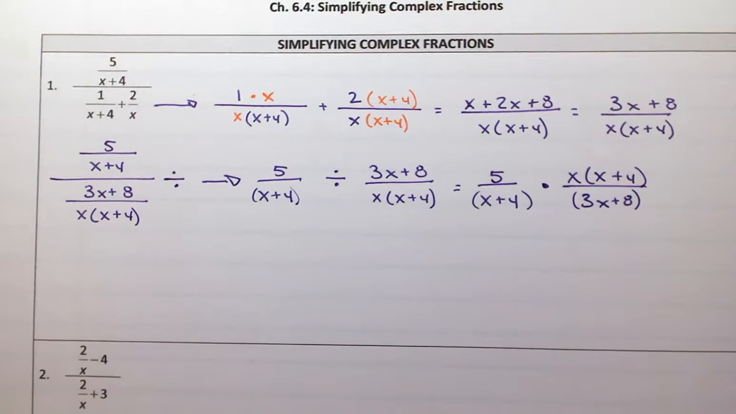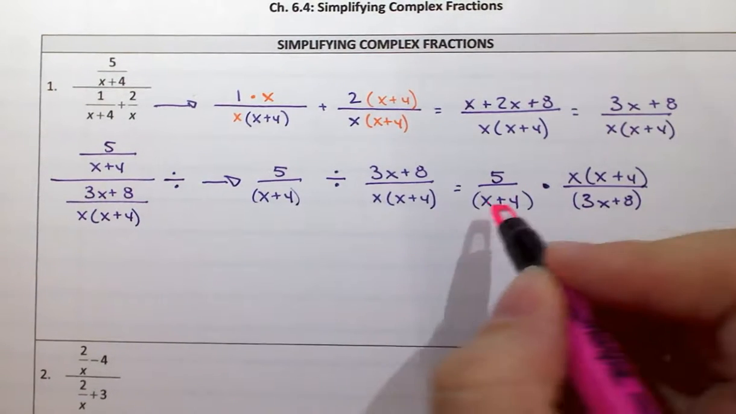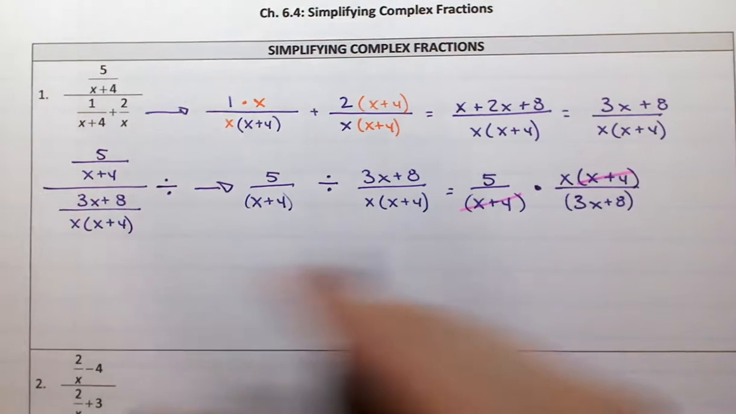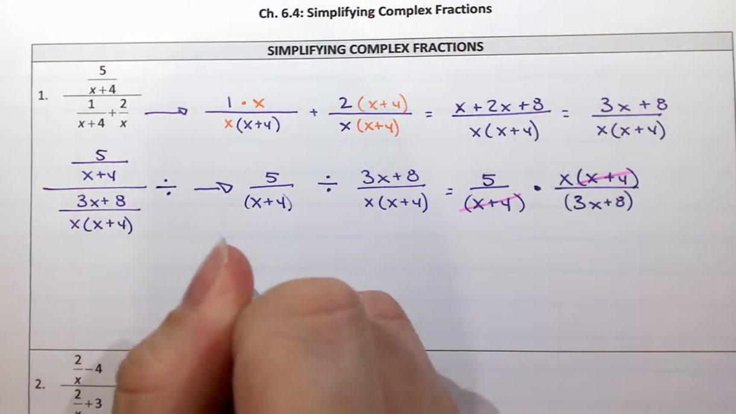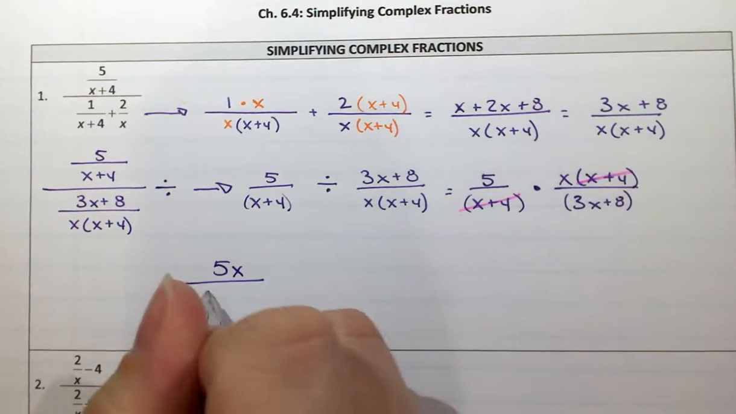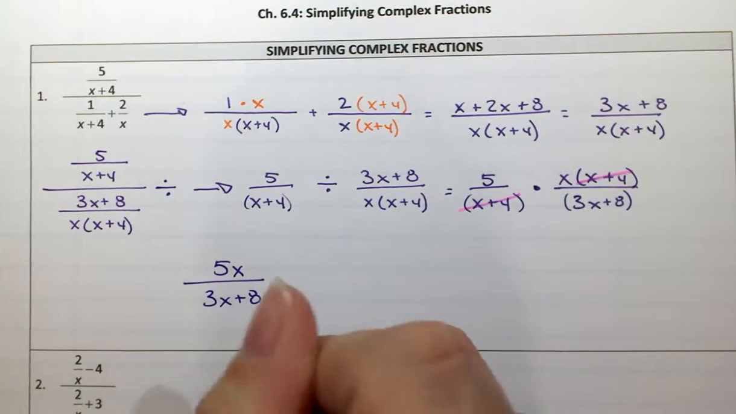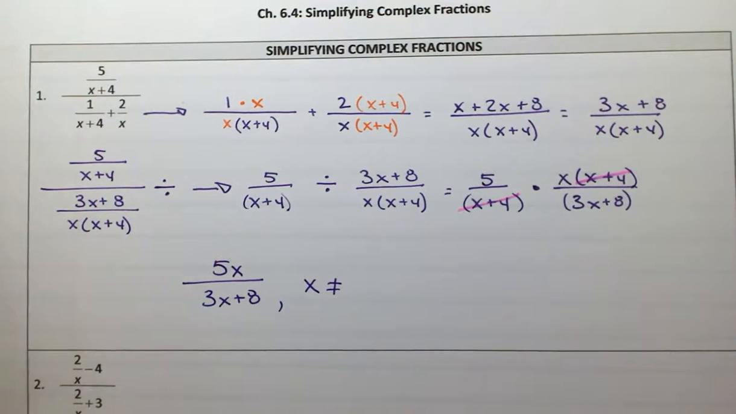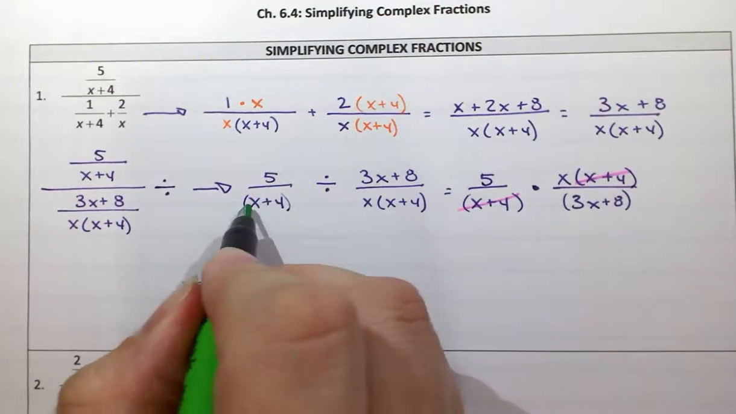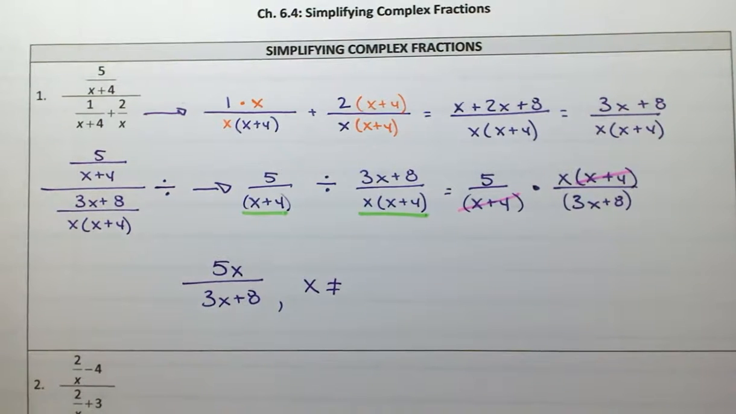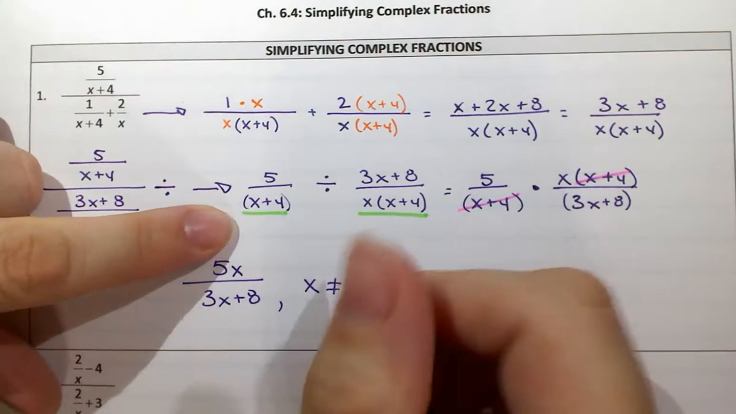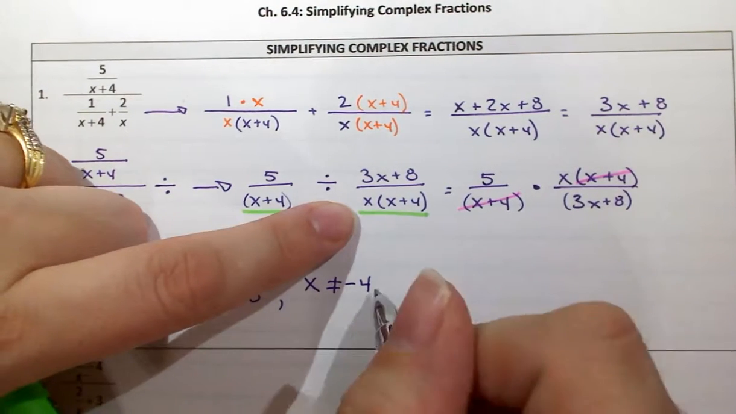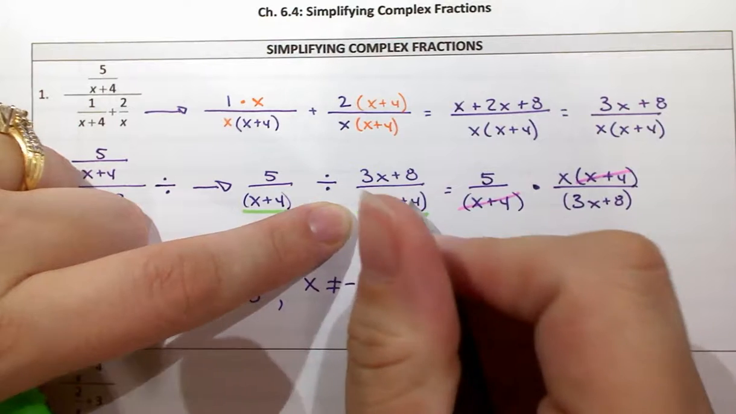And now we can cancel out any factors that are alike. So we can cancel out this x plus 4. And that looks like that's all we can cancel. So we would have on top 5 times x over just 3x plus 8. Now we do need to include what x cannot equal. So to do this, we have to go back to the original problem. We're going to have to go back to this denominator and this denominator. So in this case, we have x cannot equal -4, because if you put in -4, x plus 4 would equal 0. Here, x cannot equal 0, and then x plus 4, that's the same one.